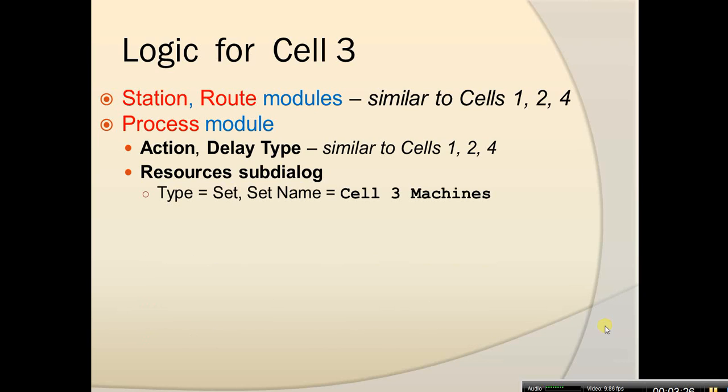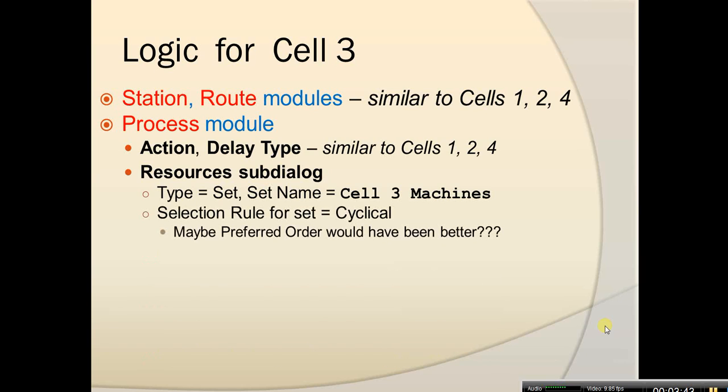But we're going to have a set instead of the resource, and so in the resources subdialog we're going to select type set, and the set name will be cell 3 machines, which we have already defined as a set of resources that contains 2 machines, cell 3 new and cell 3 old. For the selection rule for the set, we're going to choose cyclical. Of course, it can be debated whether preferred order might have been a better choice, but cyclical should work for this model.